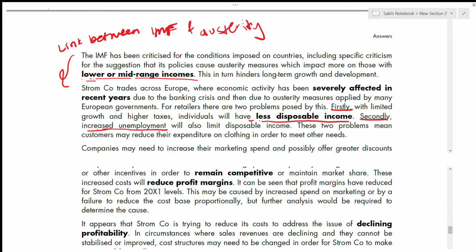Clothing, this is a mid price, right? Strom company is mid price. They can switch to low price also. It's not a big deal. But they will rather spend on other areas where it is more crucial, more important. So because of this, this is having an impact on Strom company, because Strom company is a mid-price clothing retailer.